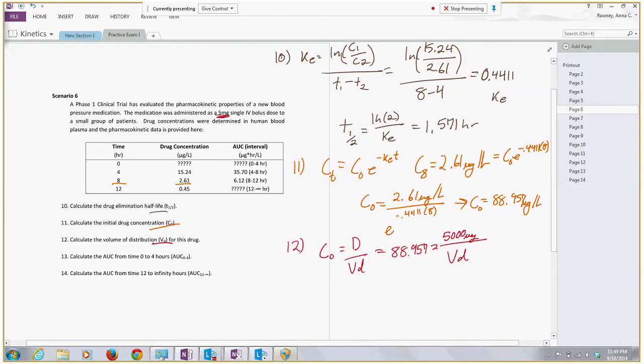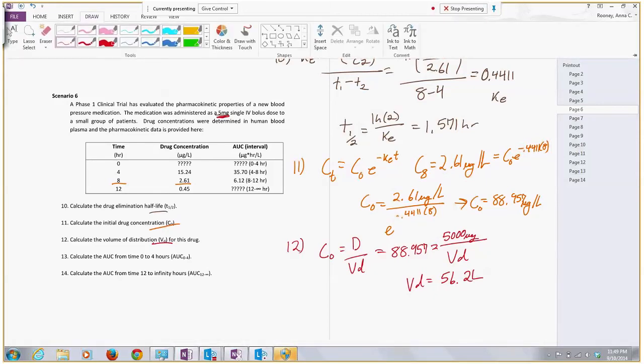And so when you move that around, you'll take 5,000 divided by 88.957, and you'll find that volume of distribution is 56.2 liters. Okay? Got it? I'm going to move on to the next one.